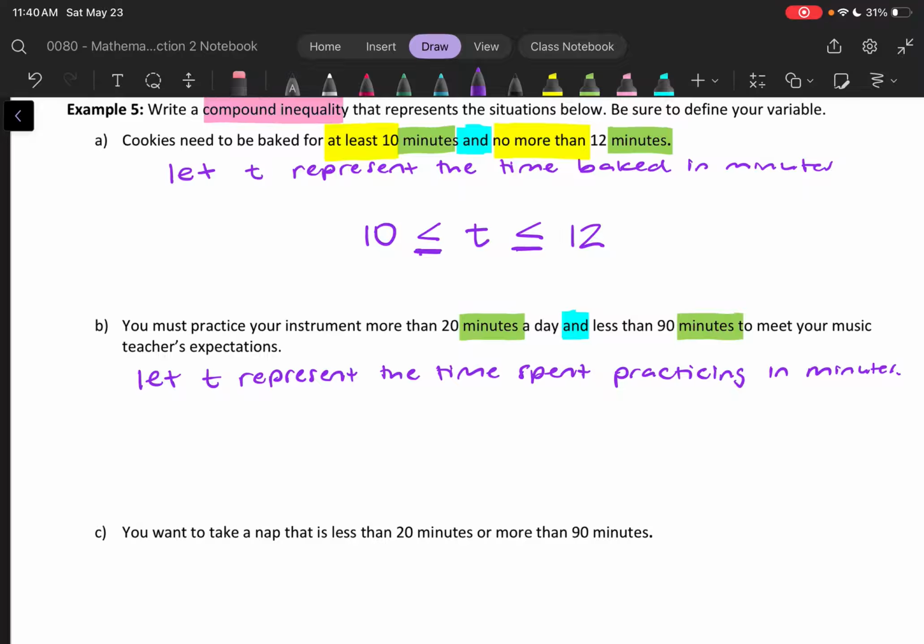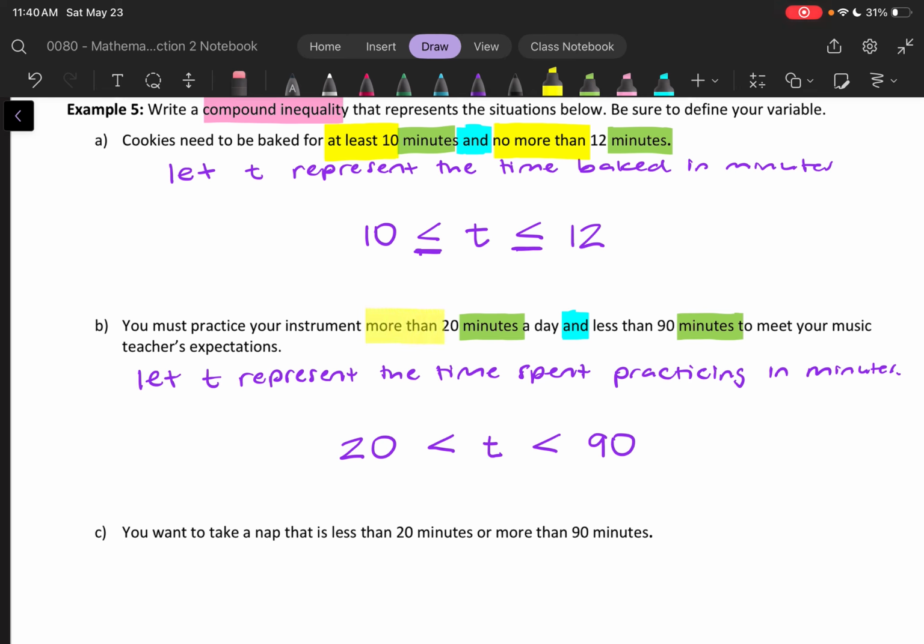And just like the one above, I have an and situation. So I'm going to write the smallest number, the smallest endpoint, first. My variable, and again, we defined the variable as T, in the middle. And the largest endpoint last. So I have 20 space T space 90. Next, I'm going to put less than symbols in between. And they're always going to be less than symbols if I set it up with the smallest number first and the largest number last.